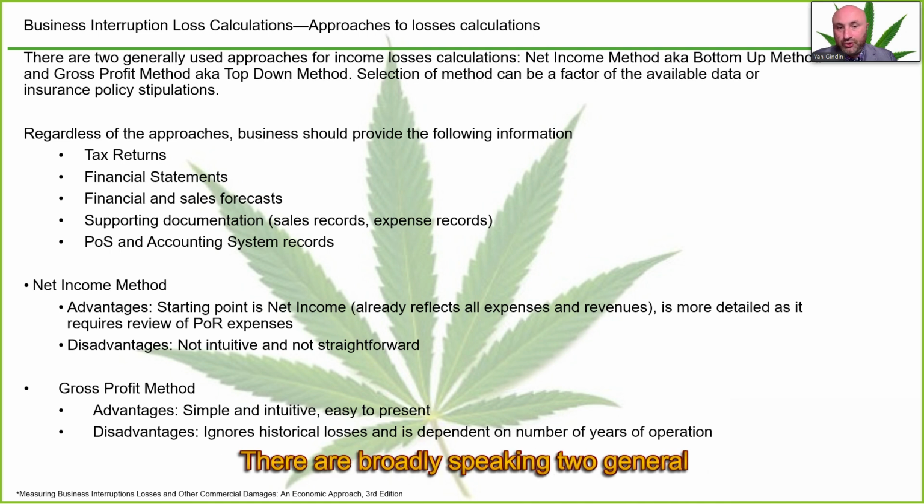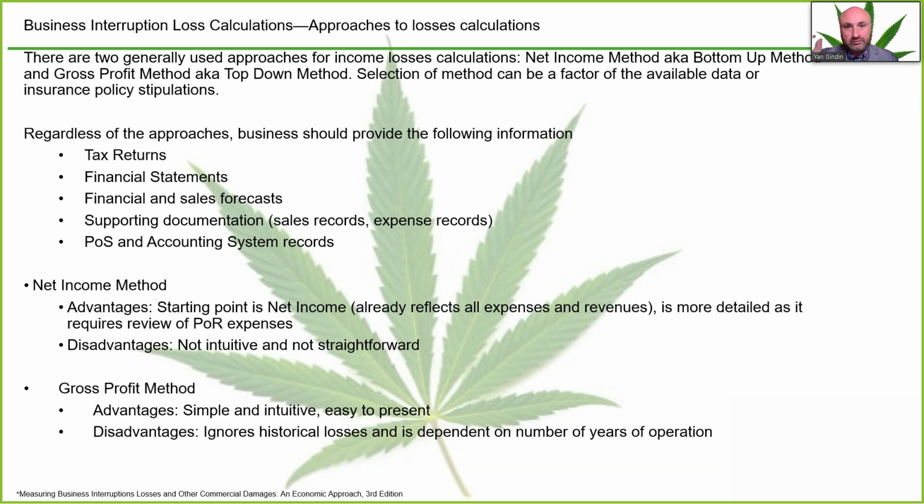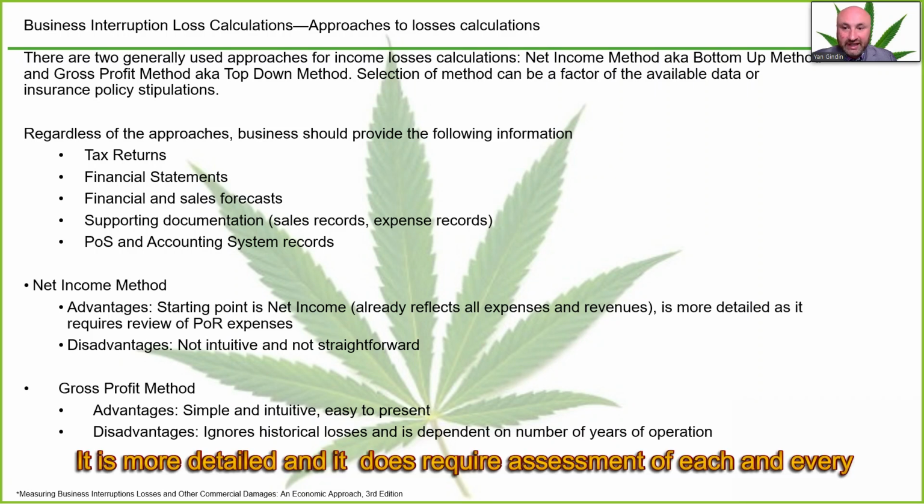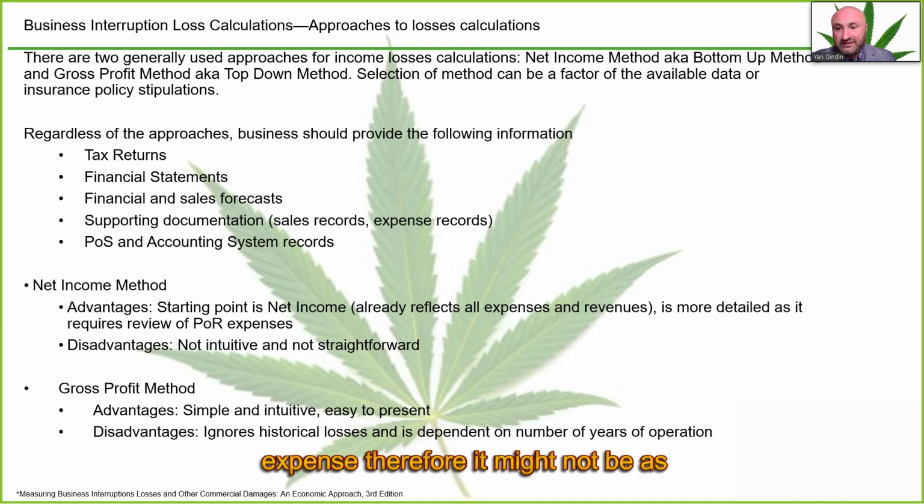Now, there are, broadly speaking, two general approaches to estimating lost revenues. There is the net income approach. The starting point is the net income, which already includes all expense information. It is more detailed, and it does require assessment of each and every expense. Therefore, it might not be as straightforward or as intuitive. And the second method is the gross profit method, which is simpler and more intuitive, relies on the forecasted revenues, but it is predicated on the established history of operation.